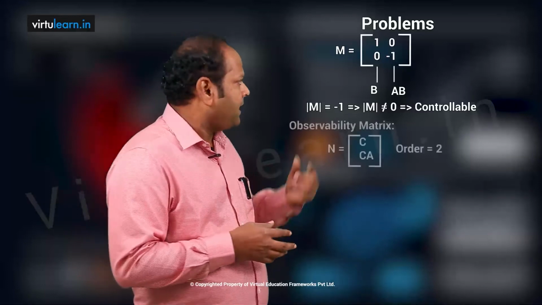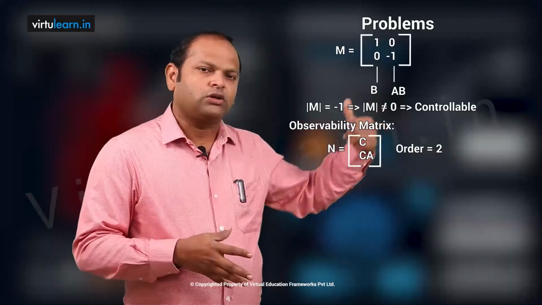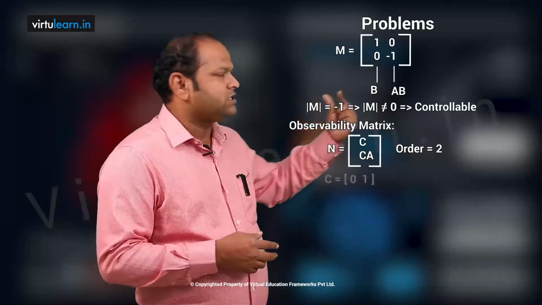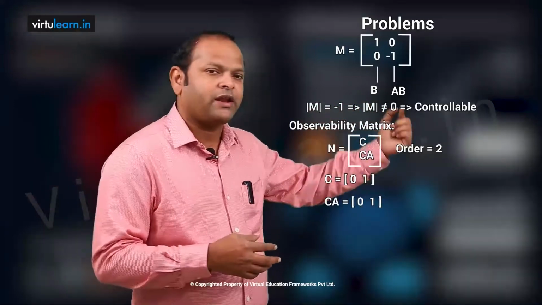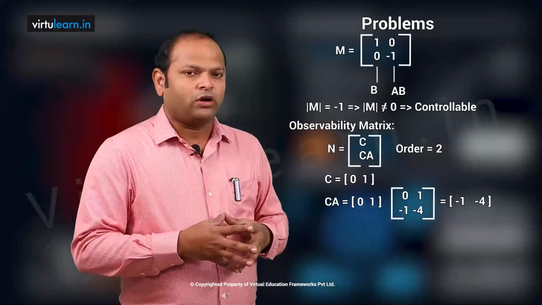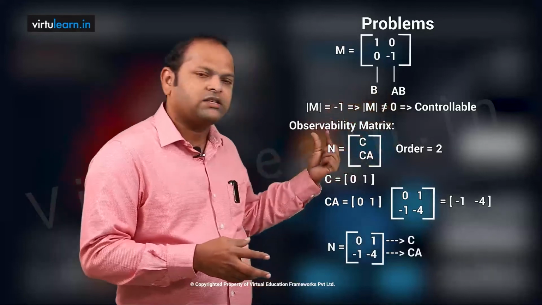Similarly, we can do the Kalman test for observability also. We know the observability matrix N is equal to [C; CA]. So again two terms will come because of the order 2. The C matrix we know is [0, 1], then we can get the product CA, which results in [-1, -4]. Then we can stack them row-wise, and we get the N matrix as [0, 1; -1, -4].